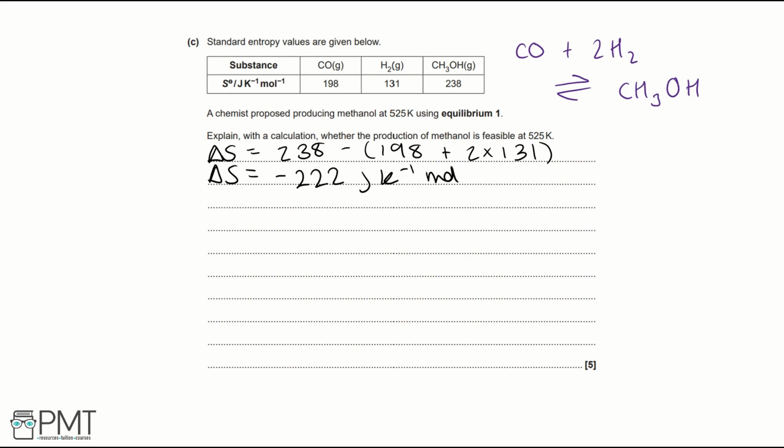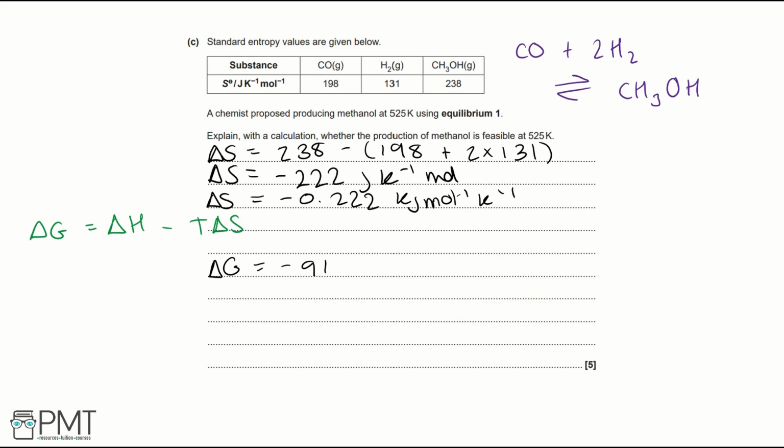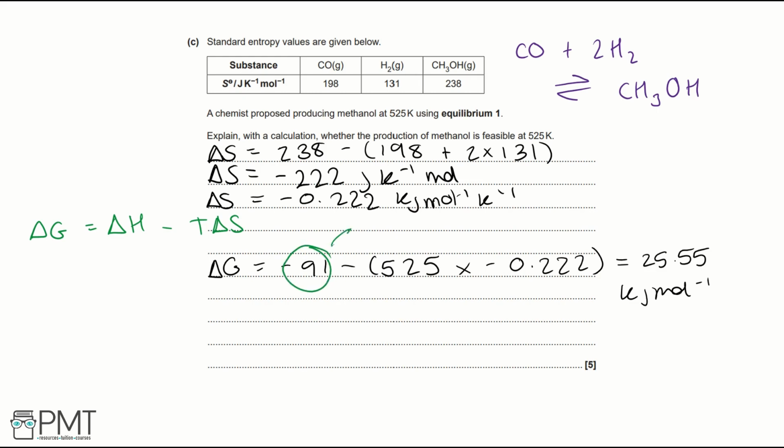But as standard, we usually go with kilojoules. So that's going to be minus 0.222 kilojoules per mole per Kelvin. So now we're going to use an equation, and that equation is delta G equals delta H minus T delta S. So plugging in the numbers to work out delta G, that's going to be minus 91, because that's what we're told in the question, minus 525 multiplied by minus 0.222, which equals 25.55 kilojoules per mole.